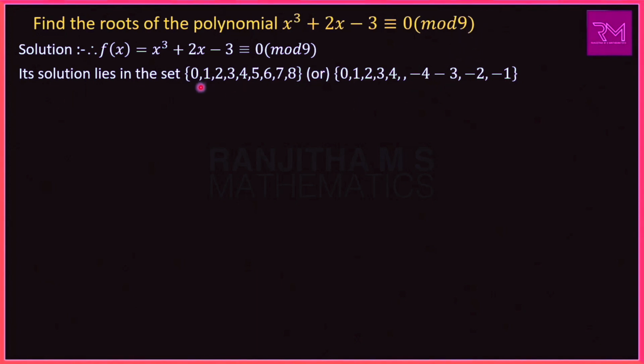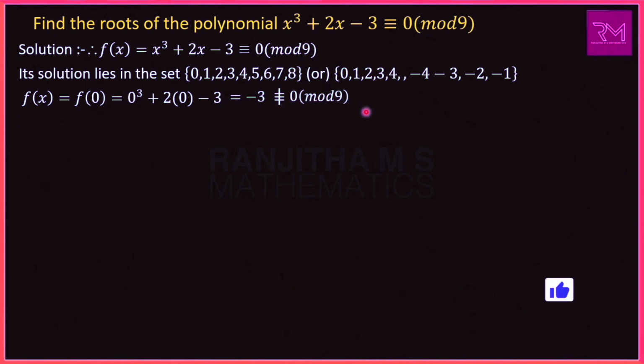So next step we have to substitute the values at x is equal to 0, 1, 2, 3 etc. up to 8, or we can substitute as 0, 1, 2, 3, 4, minus 4, minus 3, minus 2 and minus 1 and check the congruency. Here if you substitute x value 0 means 0 cube plus 2 into 0 minus 3, hence we get minus 3. Therefore obviously minus 3 does not congruent to 0 mod 9. This is because 9 does not divide minus 3. It does not satisfy, hence minus 3 is not congruent to 0 mod 9.